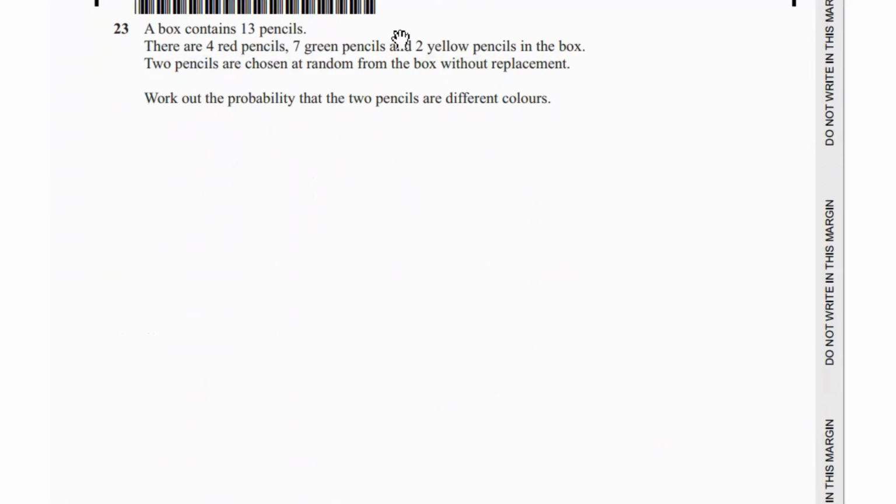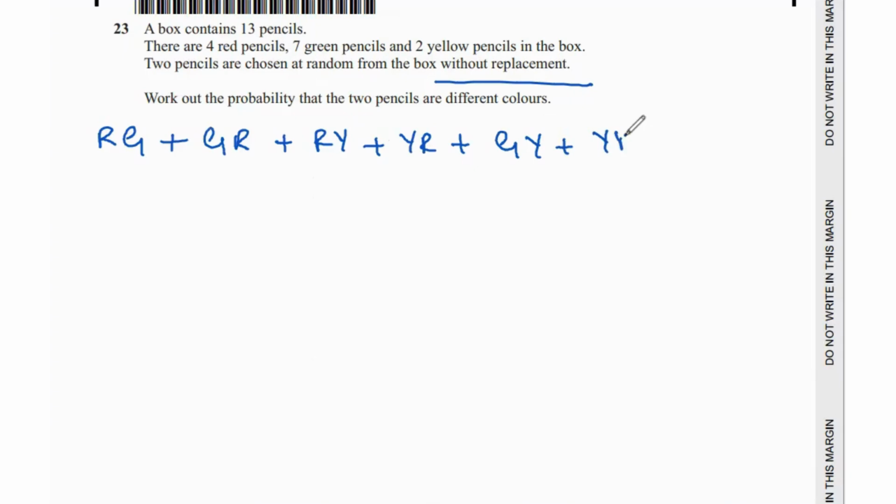Then it says a box contains 13 pencils. There are 4 red pencils, 7 green pencils, 2 yellow pencils in the box. 2 pencils are chosen at random from the box without replacement. Work out the probability that the 2 pencils are different colors. So we can either have red, green, or green, red, or red, yellow, or yellow, red, or green, yellow, or yellow, green. This way we're having different colors each time.